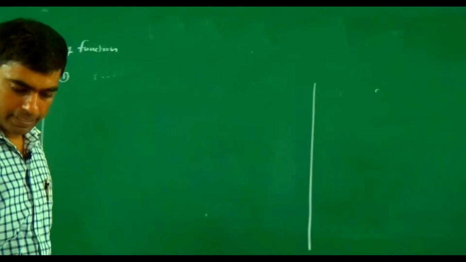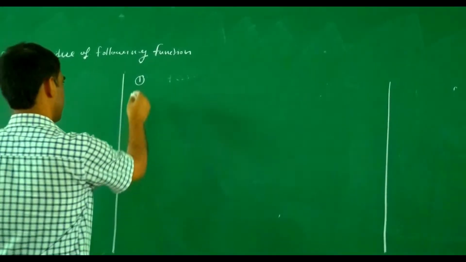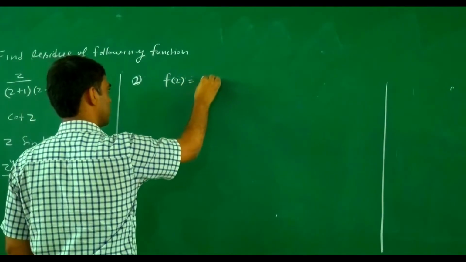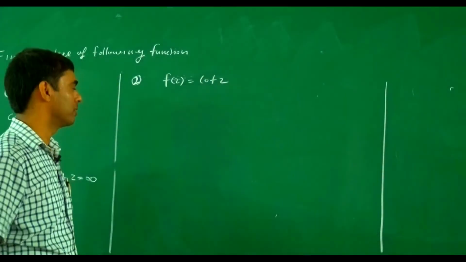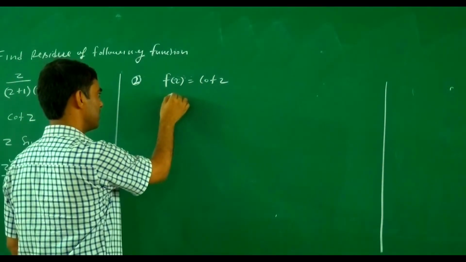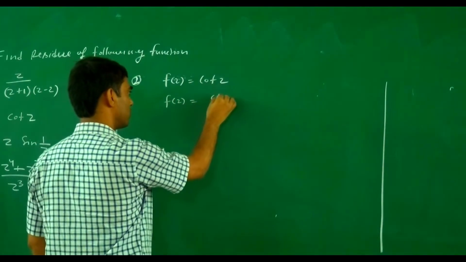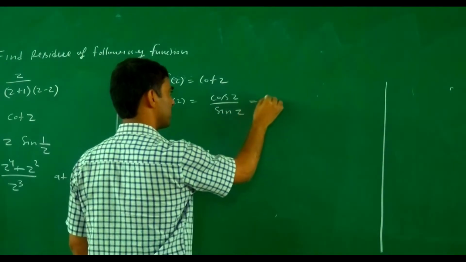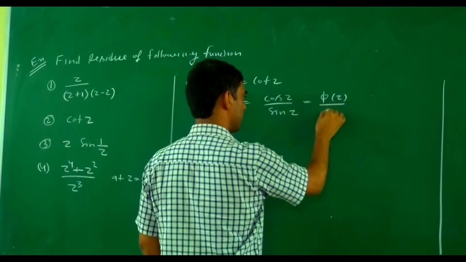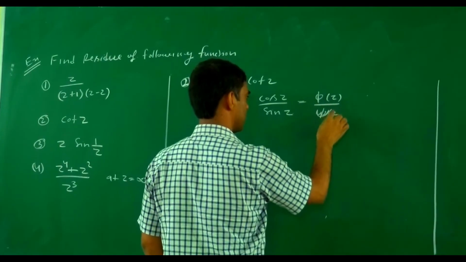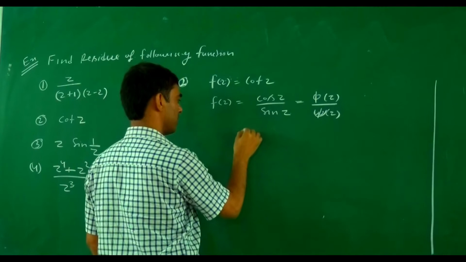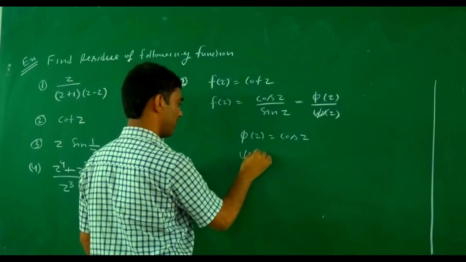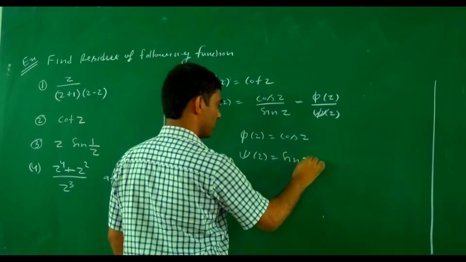Now how do we solve the second question? The second one: f(z) equal cot z. We may write this in the form f(z) equal cos z divided by sin z. If we compare, this is phi(z) divided by psi(z). What is phi(z)? Phi(z) equal cos z, and psi(z) equal sin z. So what are the singular points?